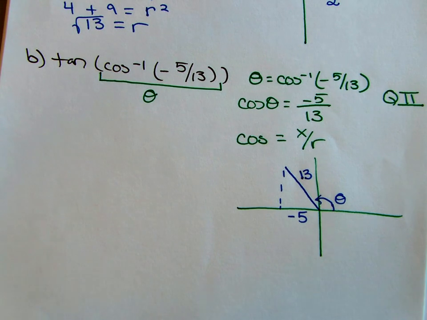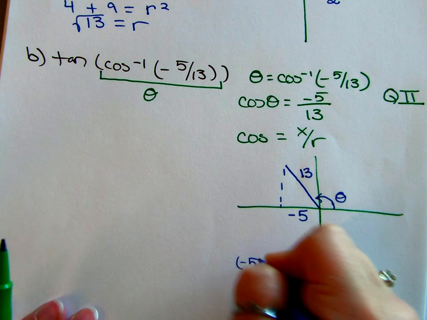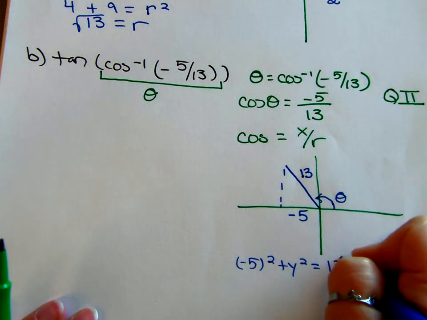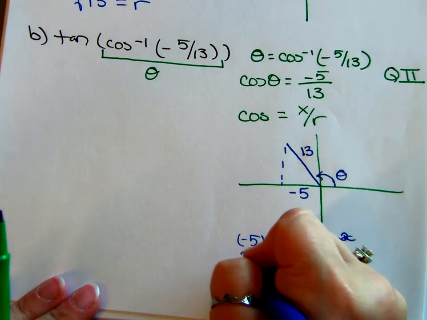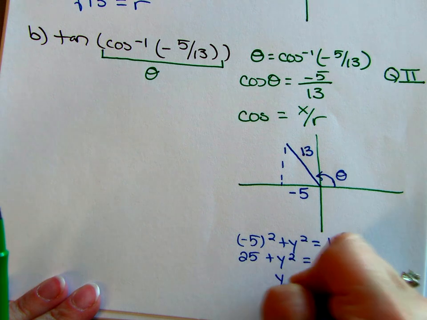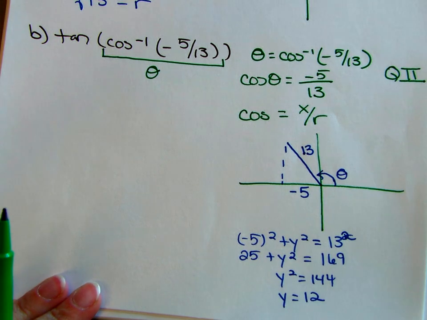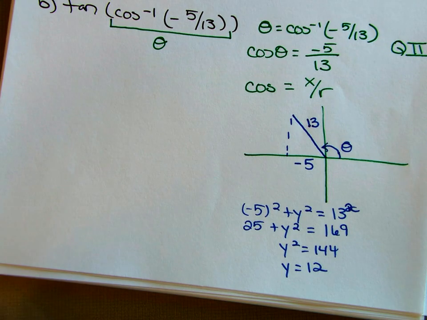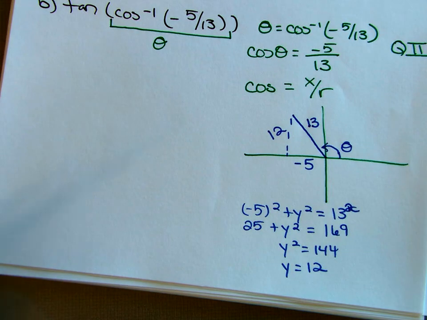So I'm going to do the Pythagorean theorem. -5 squared plus y squared equals 13 squared. Not r, 13 squared. 25, and you can't see that, but it says y equals 12. This one was really nice. This is actually a special kind of right triangle, a 5, 12, 13 triangle.